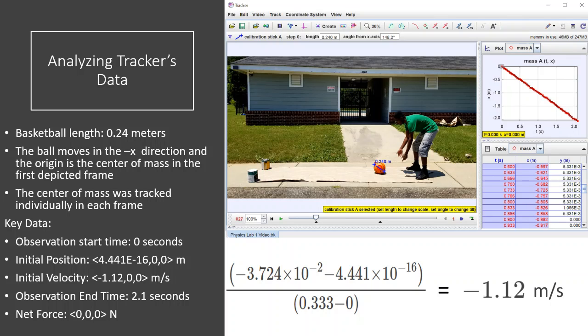It is also important to notice that I started the observation a couple of frames later so I could account for the ball's constant velocity and not its acceleration at the beginning. Below you can also see how I calculated the velocity from the first two position vectors and their corresponding times.